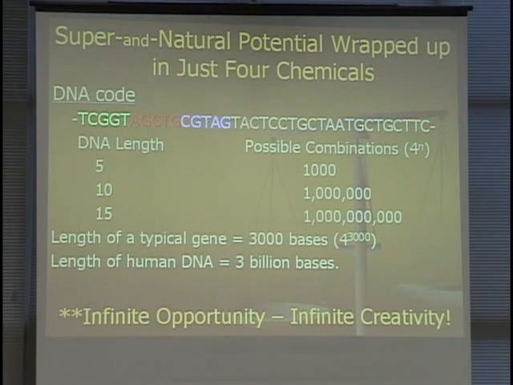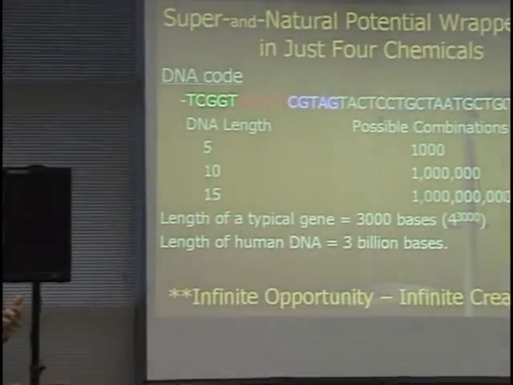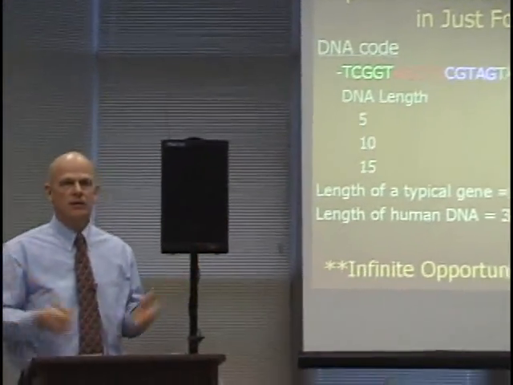If we just raise the length of the DNA to 10, now we rocket to 1 million different possible combinations within the genetic code. And if we go to just 15, now we're at 1 billion. Now you can see how quickly the numbers rise exponentially. And so the imagery that I want to convey here as we talk about random design is this concept that virtually infinite possibilities, infinite options are available.